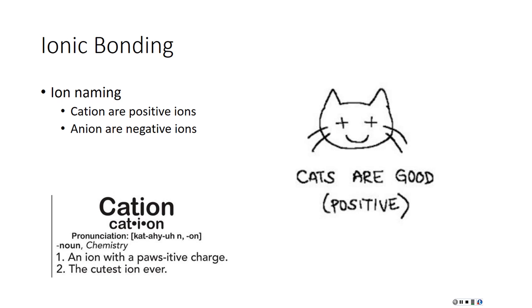So, ionic bonding. Ionic bonding is formed from ions. There are two types of ions. A positive ion is called a cation. A negative ion is called an anion. You notice my little picture up there of the cat? It's got pluses for the eyes. And that's how I remember a cation is positive.